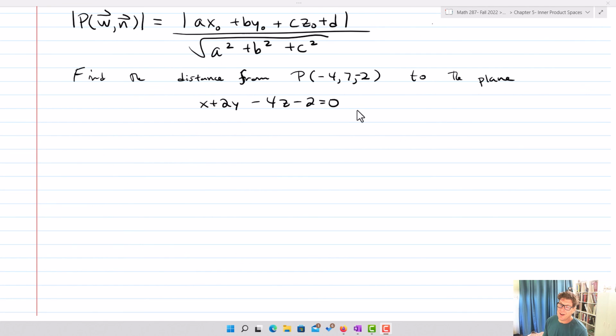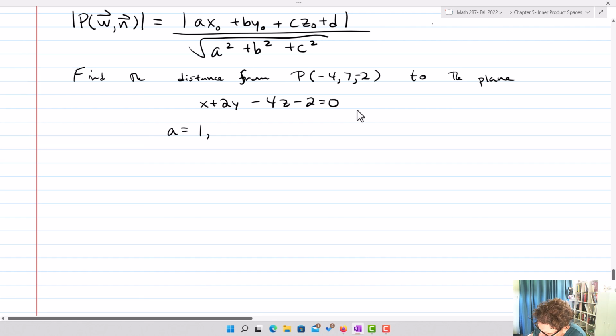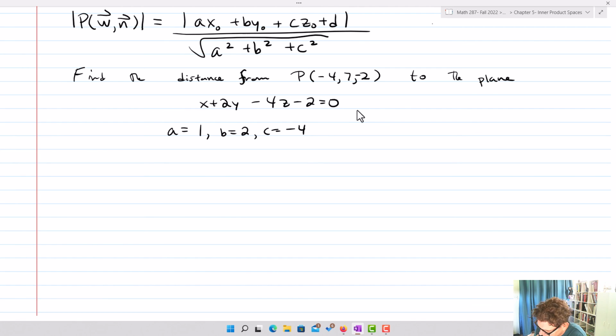All right, equipped with an equation now, this should not be too much of a problem. So let's say, for example, we want to find the distance from P, -4, 7, -2, to the plane x plus 2y minus 4z minus 2 equals 0. First, we're going to notice that A equals 1, B equals 2, and C equals -4. That's the equation for a plane, right? We have the ax plus by plus cz, and then d is going to equal -2. And then we've got x naught, y naught, z naught, which is our point P.